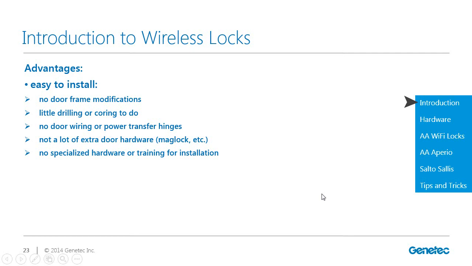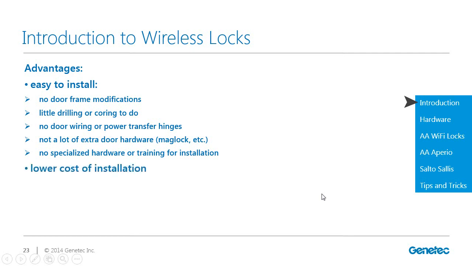There's no need for any door wiring, specifically no power transfer hinges that might wear out and fail after a lot of physical wear and tear. Related to this, we don't need to mount a lot of extra hardware, like mag locks for instance, and we don't need any specialized hardware or training to install the wireless lock hardware. This will lower the chance of making any errors and improperly mounting a mag lock that might come loose a little bit later on.